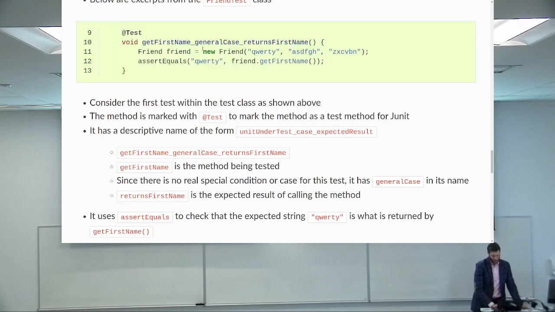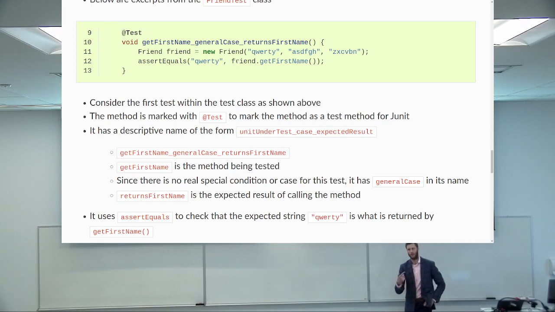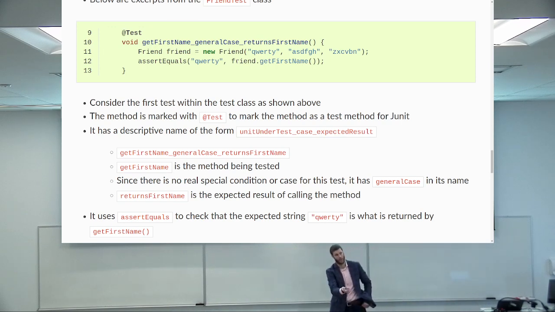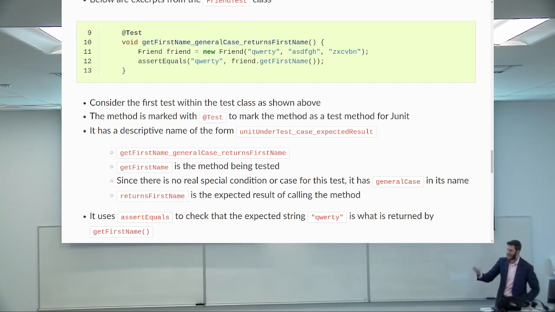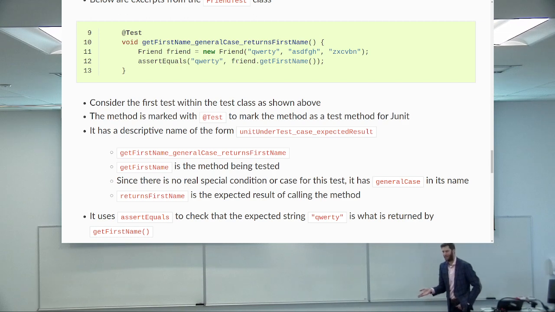Now, in this particular situation, I've got the get first name. I'm probably going to want to write one for my get last name, get email, my toString to make sure it follows the format it should, and also the equals. Now, the accessors and the toString don't really have interesting cases. I always kind of have that general case.